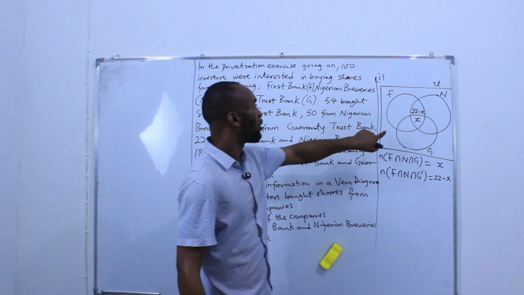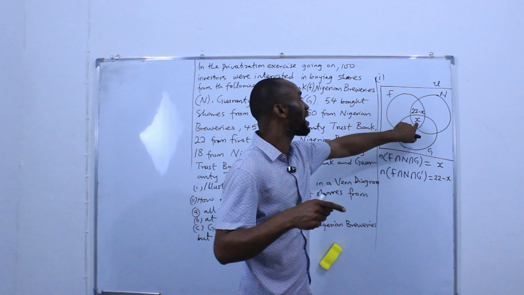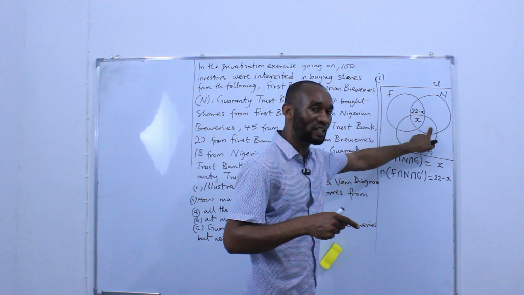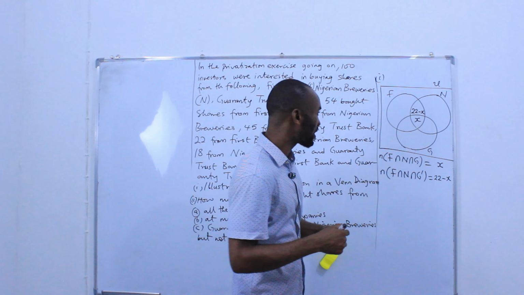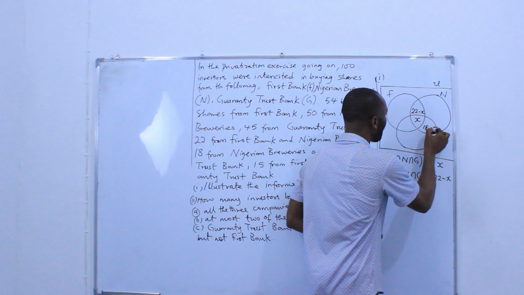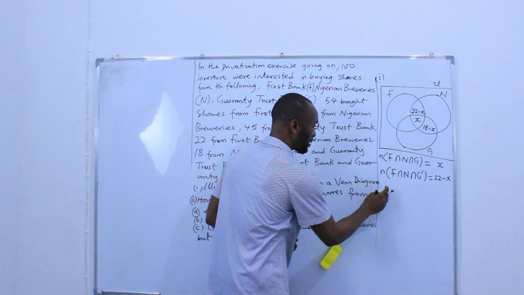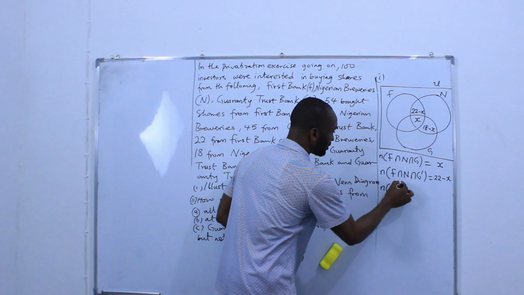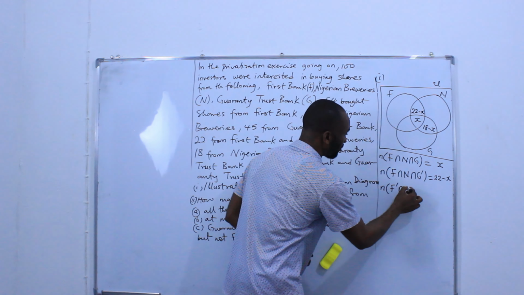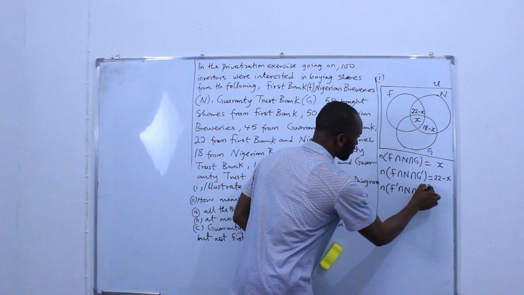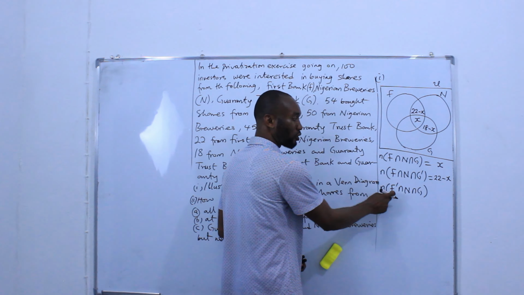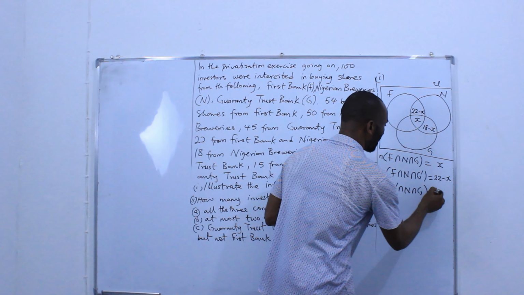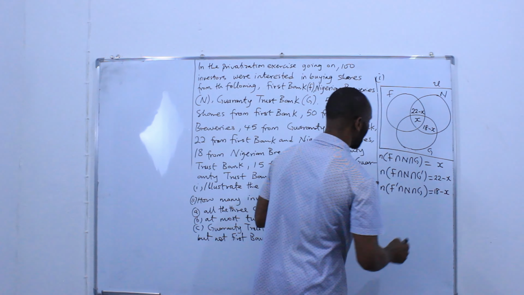18. Now, from that 18, we already have X people represented. So the remaining part of that overlap is now 18 minus X, which represents in set notation the number that bought from Nigerian Breweries and Guaranty Trust Bank, but did not buy from what? First Bank. That is why the complement is on the F. So we have 18 minus X.